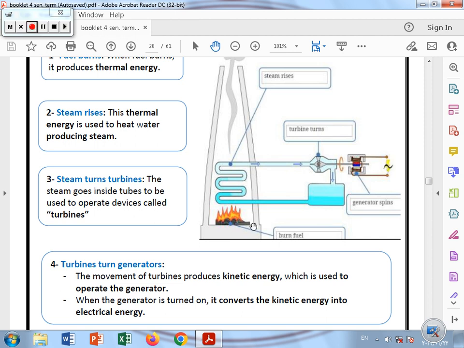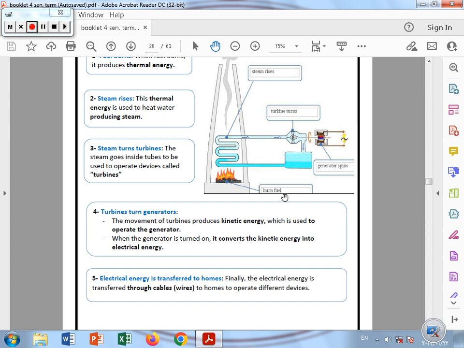The thermal energy heats the water, then the thermal energy changes the water into steam. The thermal energy in the steam changes into kinetic energy that turns the turbine, and the kinetic energy inside the turbine moves to the generator. The generator changes the kinetic energy into electricity, or electric energy, that comes out from this device. After that, the electric energy is transferred to our homes through wires or cables, so we can operate different devices in our home.